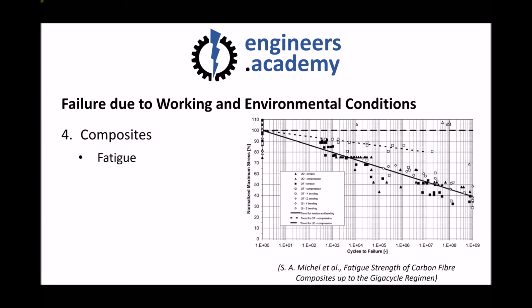Now finally, we're going to look at composites, and for composites we're going to return to the mode of failure of fatigue. And on the right hand side we have an S-N graph for carbon fibre reinforced polymer. Now there's a couple of important things to point out on that graph. First of all, the scale on the x-axis goes up to 1 × 10⁹, or 1 billion cycles. So we're talking an extensive number of cycles.